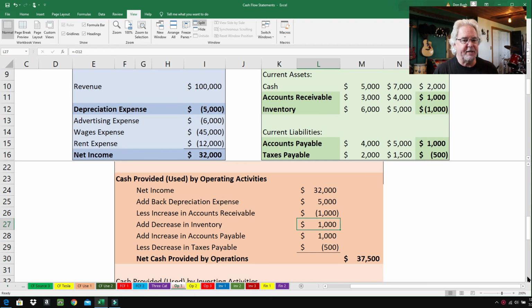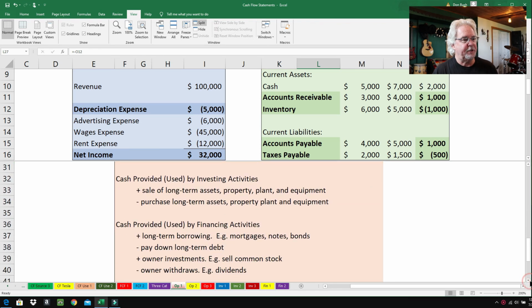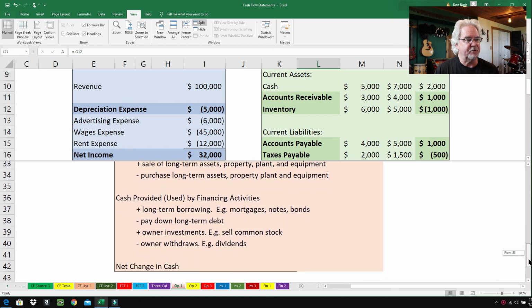So there's your first introduction. What I did here, for the sake of completeness, is I included the other two categories, even though we're not working with them today. We've got cash provided or used by investing activities, and just as a review, that's sale of long-term assets or purchase of long-term assets. And then financing activities, that's either borrowing money on a long-term basis or paying back long-term debt, or owner investments like selling common stock, or owner withdrawals like dividends. So there you go. So there's the cash flow statement.